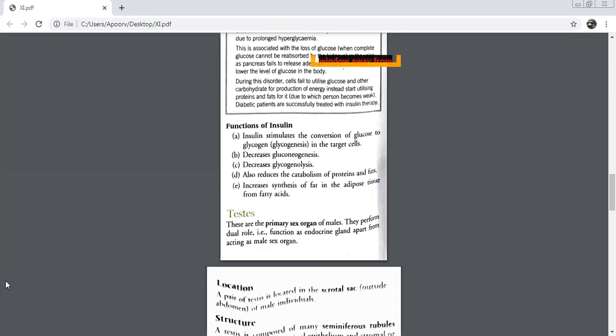Gluconeogenesis and glycogenolysis, both the terms have come together. So no confusion. I want the first one first. Gluconeogenesis, tell me fast. Synthesis of carbohydrate from non-carbohydrate sources like amino acids and glycerol.